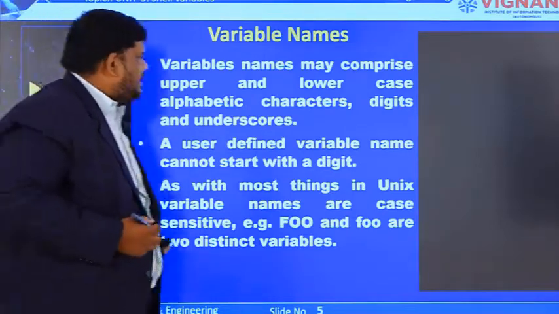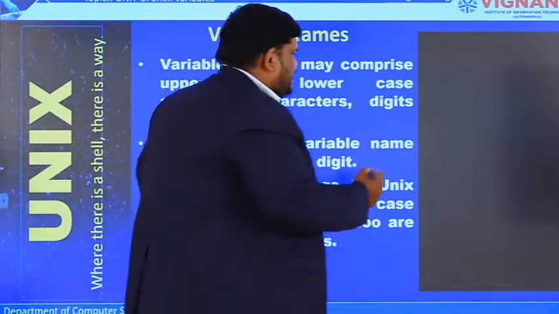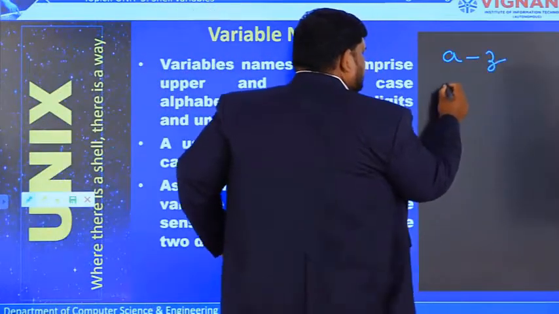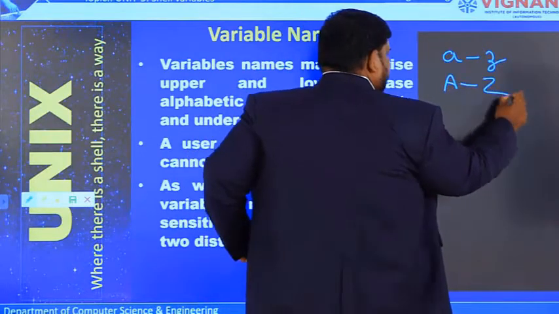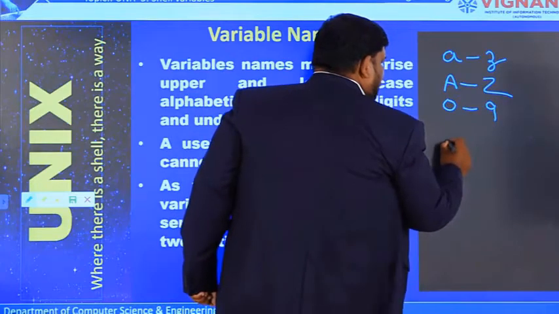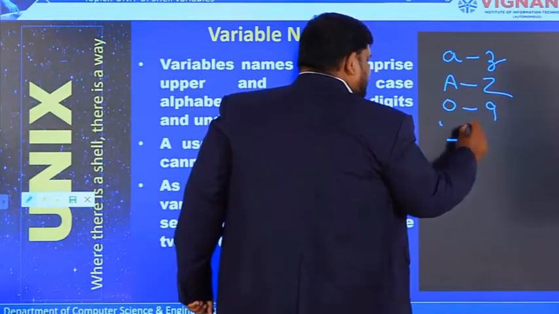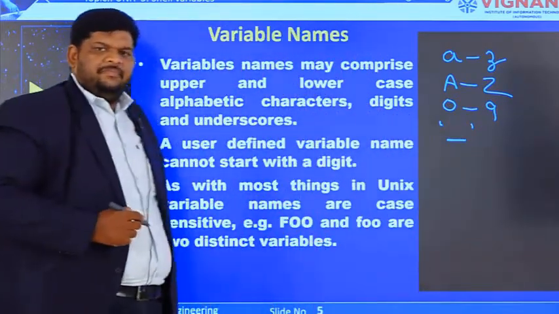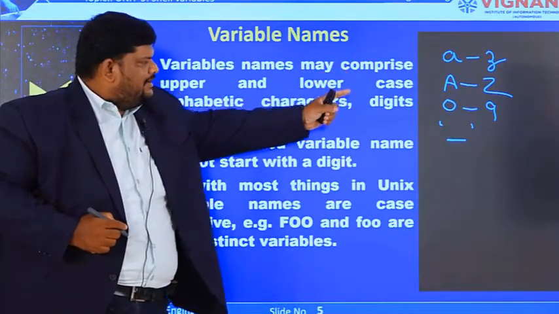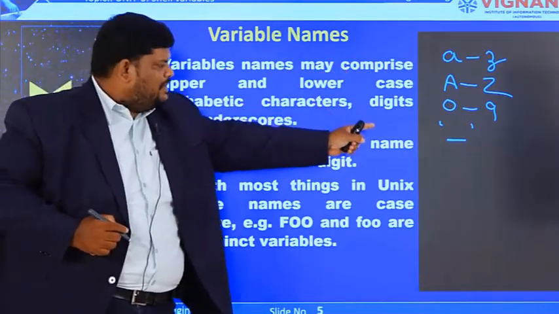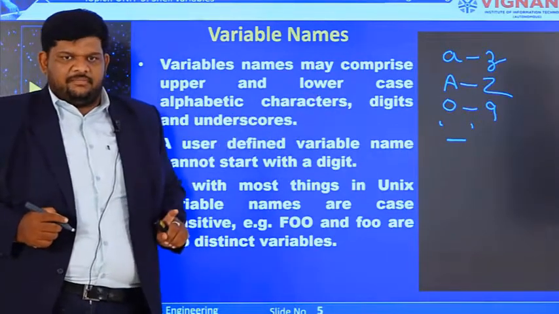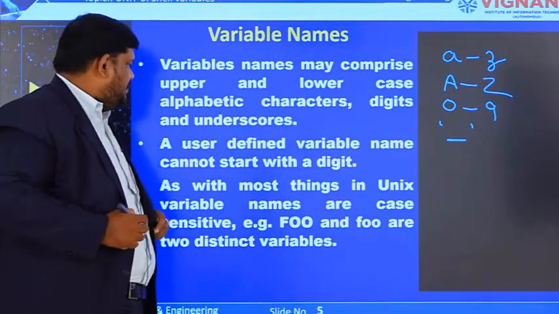Variable names may contain upper and lowercase letters. That means it will allow us lowercase a to z and uppercase A to Z and digits 0 to 9 and only one special character, that is underscore. With the help of these lowercase a to z, capital letters A to Z and digits 0 to 9 and the one and only special character underscore, we can utilize any combination while writing the variable name.